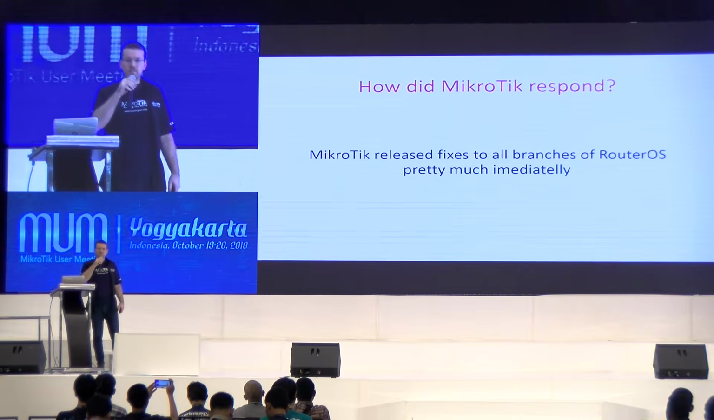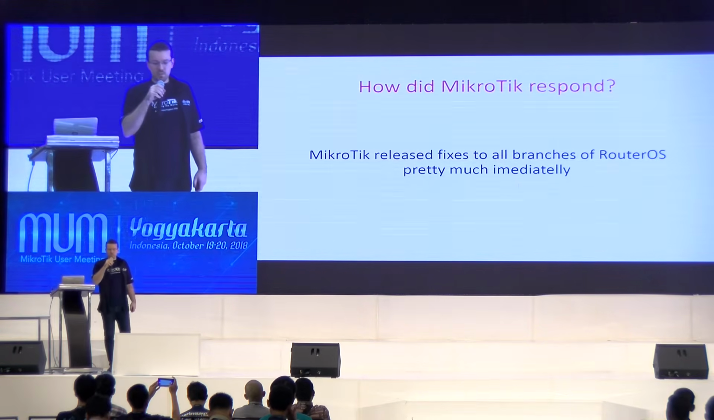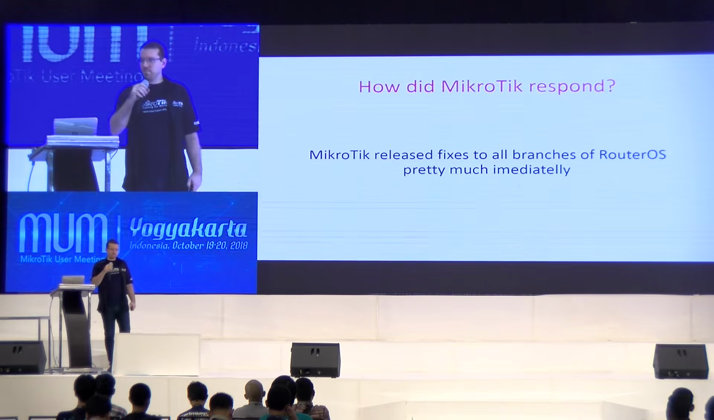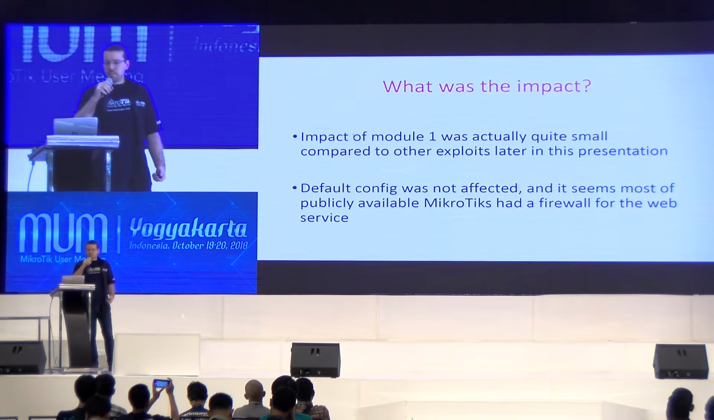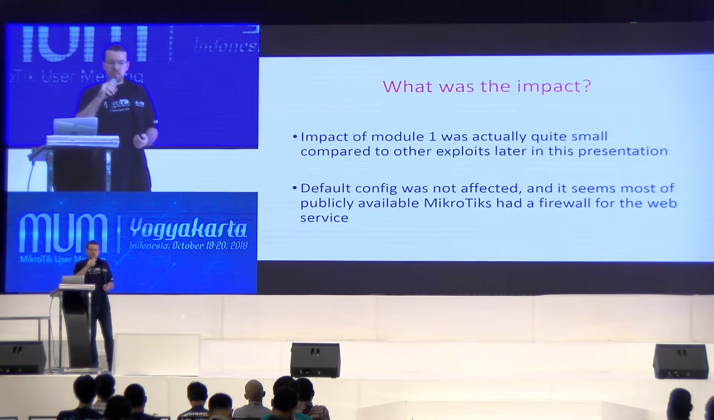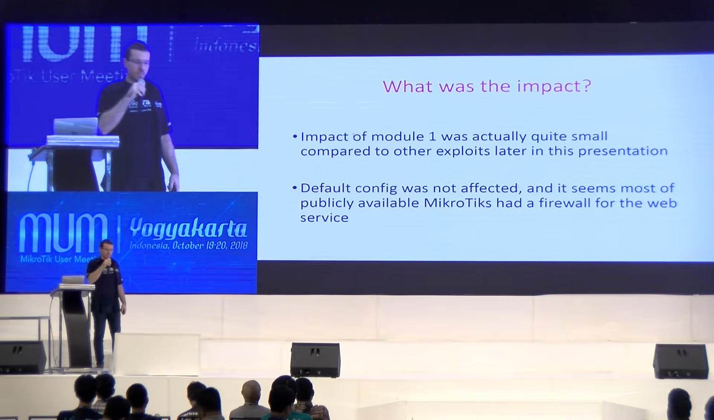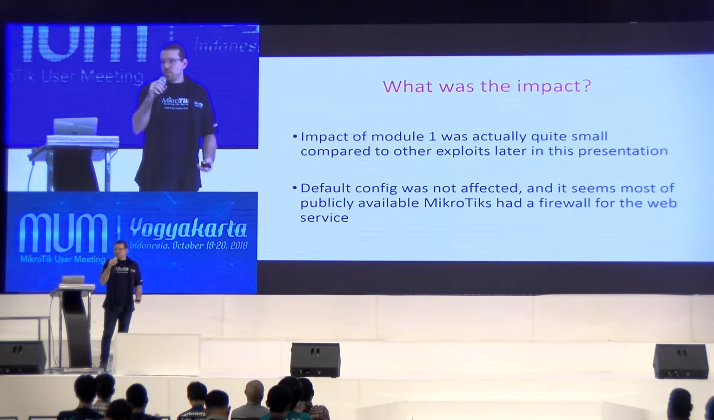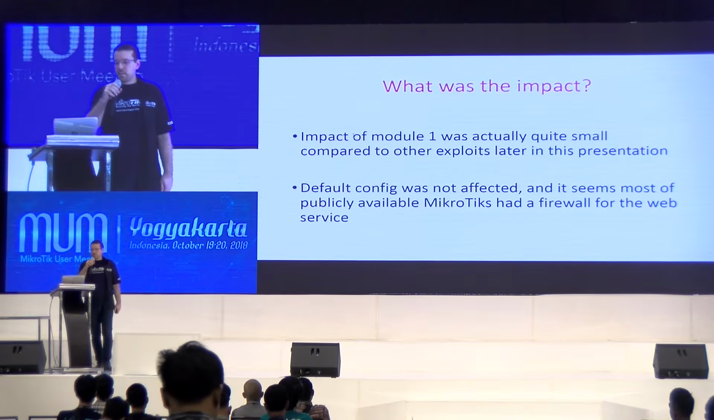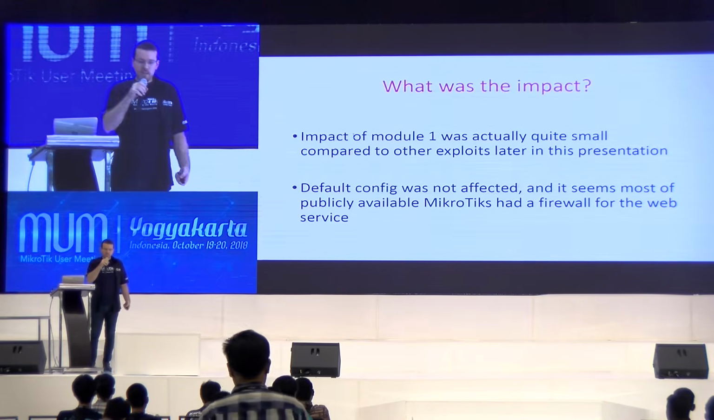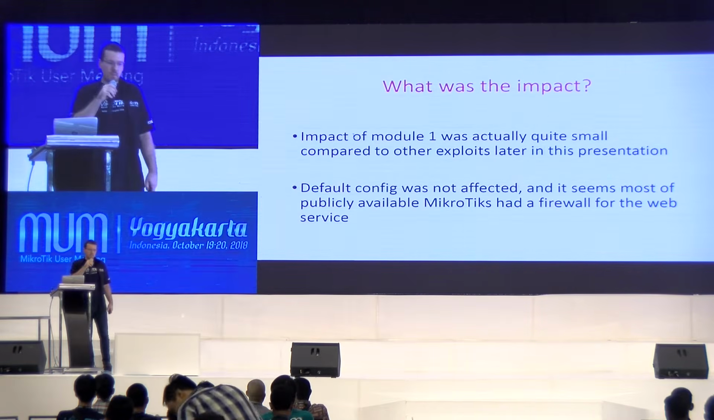So how did Mikrotik respond to this? Well, Mikrotik released fixes to all branches of RouterOS pretty much immediately. And what was the impact? Well, the impact of this module 1 exploit was actually quite small, again, compared to what we will be discussing further into the presentation, since the default config of Mikrotik was not affected, and it seems that most of the publicly available Mikrotiks actually had a firewall for the web interface, for the web service. Therefore, the impact was quite limited.